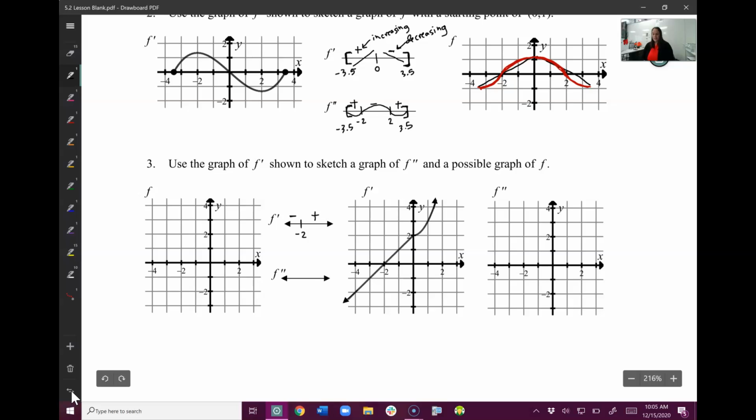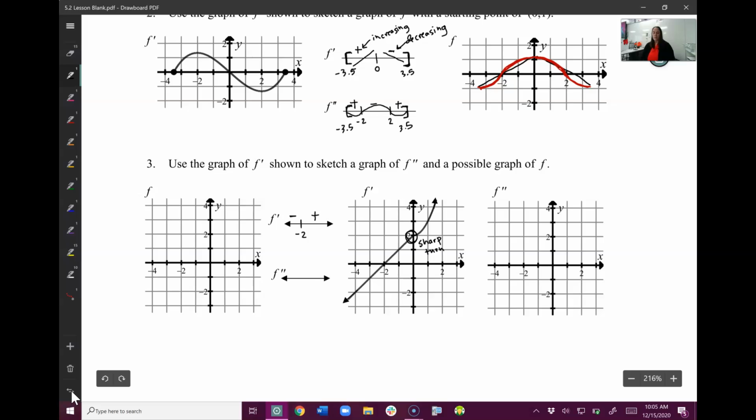Now for the second derivative, let's look at the slopes of the first derivative. So it looks like this whole time I've got a bunch of positive slopes. This whole thing, it's all positive slopes. However, one thing to note, I have a sharp turn there.